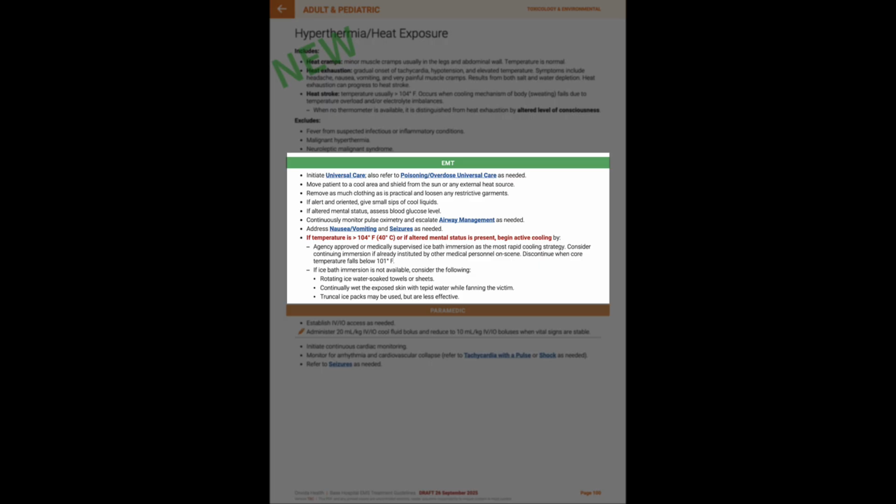If you cannot do this kind of immersion, there are other options. You can rotate ice water soaked towels or sheets. You can mist the skin with tepid water and then fan the patient continuously. You could also use truncal ice packs, possibly as a backup, although these are less effective than evaporative methods.